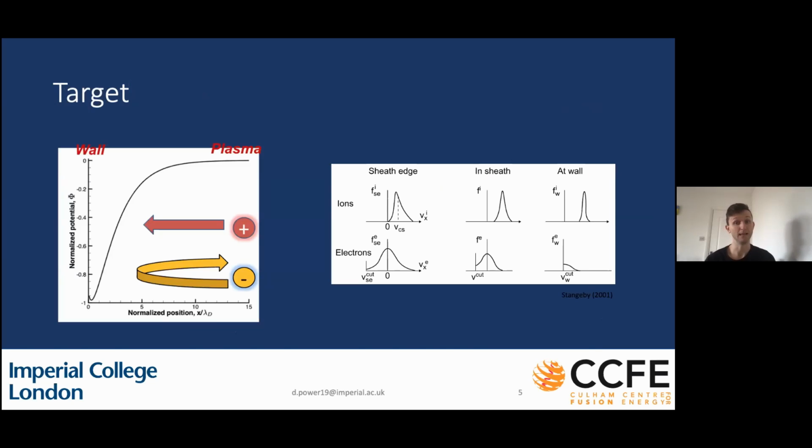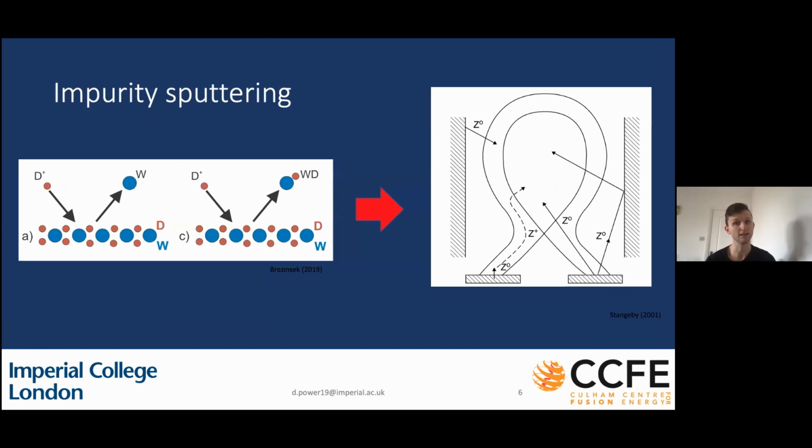And next, in front of the target, we have the plasma sheath, and we have this large potential drop. This accelerates ions and repels electrons that cross the sheath boundary and distorts their velocity distributions. And conditions here tend to backfill upstream and define the behavior of the scrape-off layer.